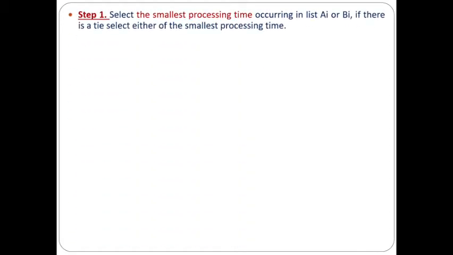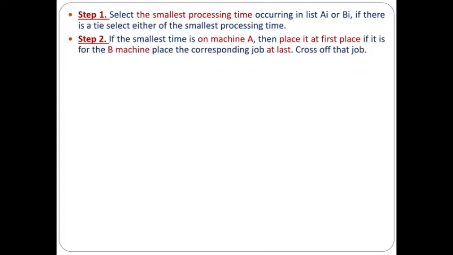These are the steps of Johnson's algorithm. First, we have to find the smallest processing time in the total list of machine A and machine B. After finding the smallest processing time, if it is on machine A, we have to place the particular job at the first place, and if it is on machine B, we have to place the particular job at the last. After placing it, we have to cross off that job.